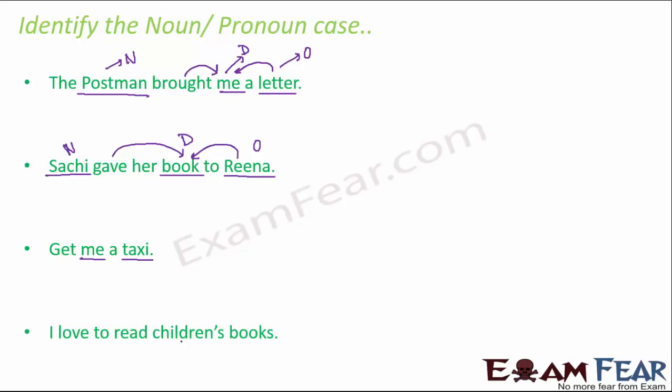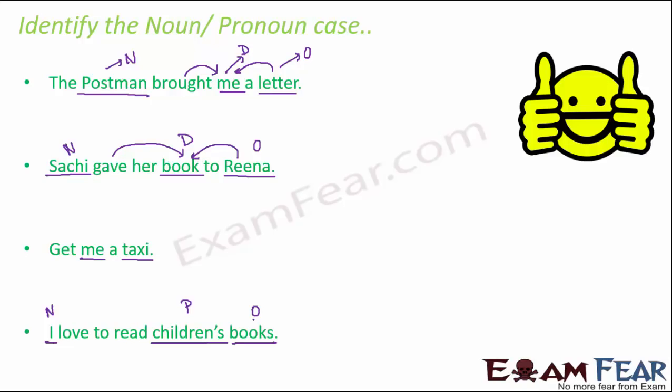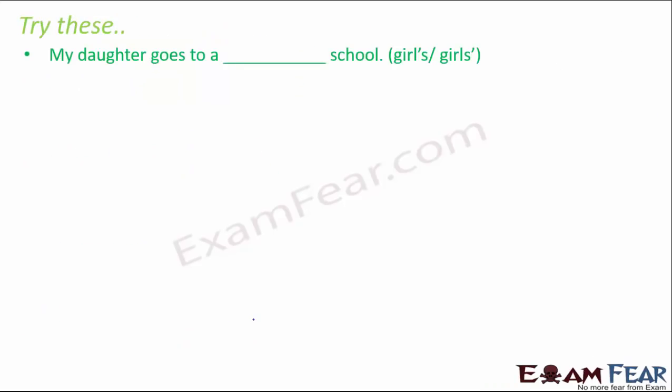I love to read children's books. So I is the subject, so nominative case. Children's, what is this? This is possessive case, right? And books is the object here, so it is in the objective case. So that's cool. Let's move on and try a few more.